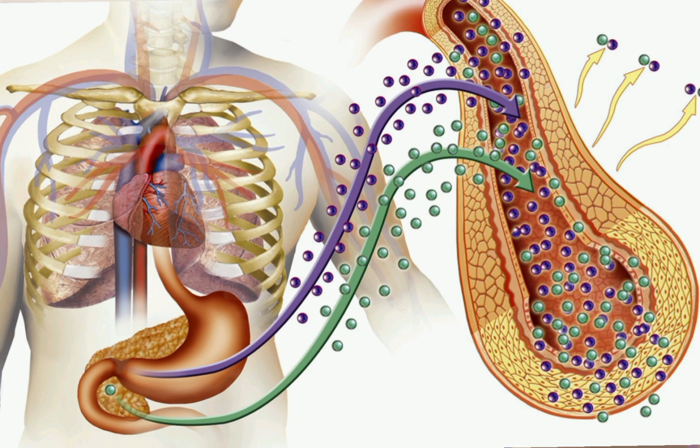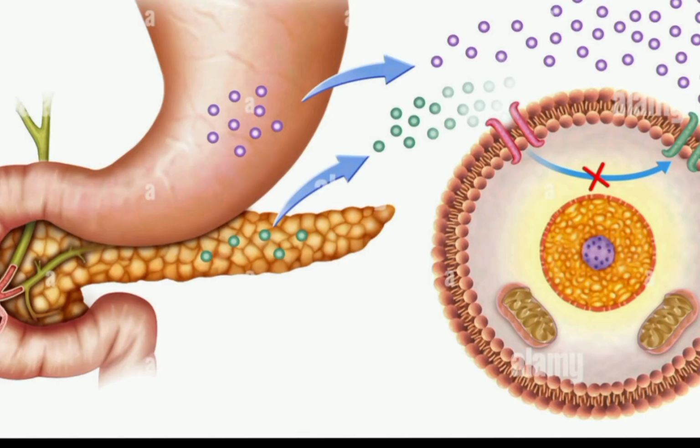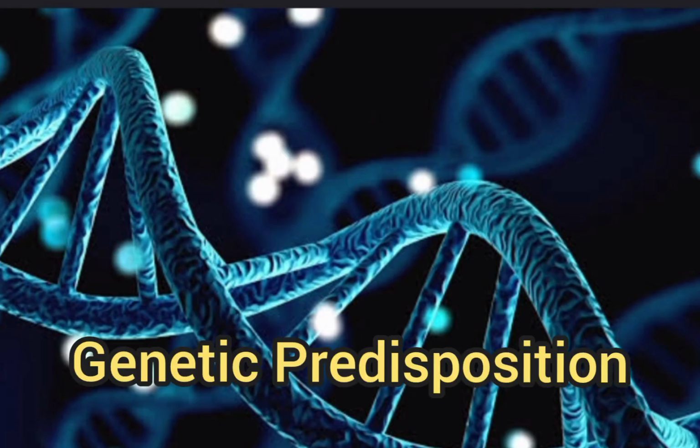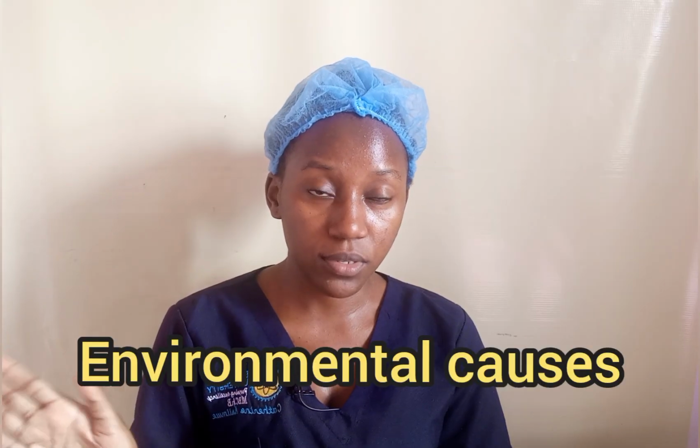The other one, whereby the cells are available in the pancreas, they form the insulin, it has come into the blood and gone to the cells to make sure that these cells let glucose in, but the cells are not responding to insulin. That's what we call type 2 diabetes. It has a genetic predisposition and then environmental causes.